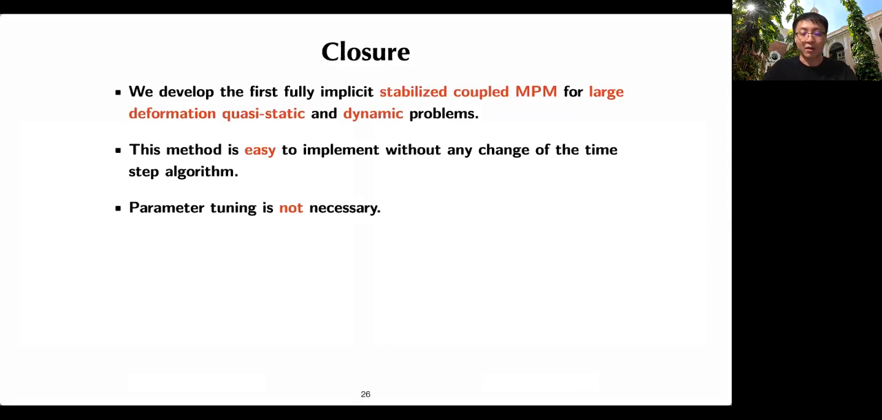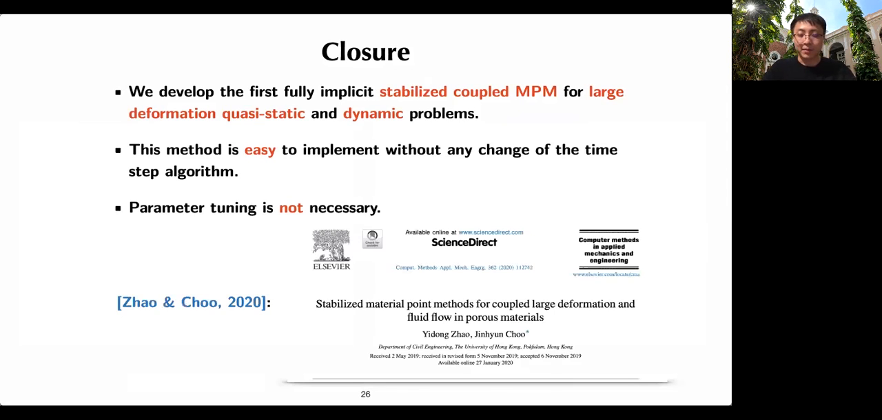To summarize, we developed the first fully implicit stabilized coupled MPM for large deformation quasi-static and dynamic problems. This method is easy to implement without any change of the time-step algorithm. And additionally, parameter tuning is not necessary. This work has been published in CMAME, so we recommend interested readers to read our paper for more detailed discussions.